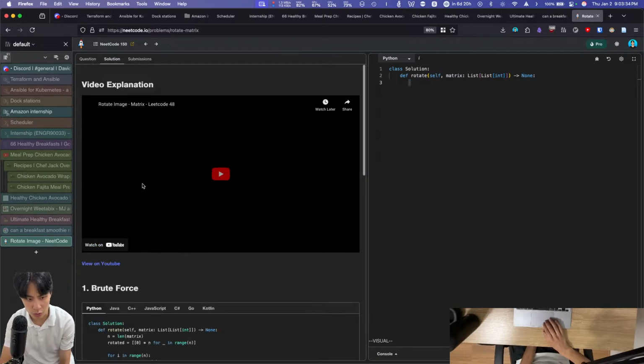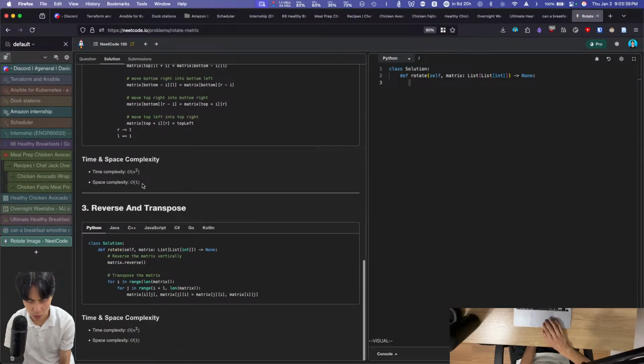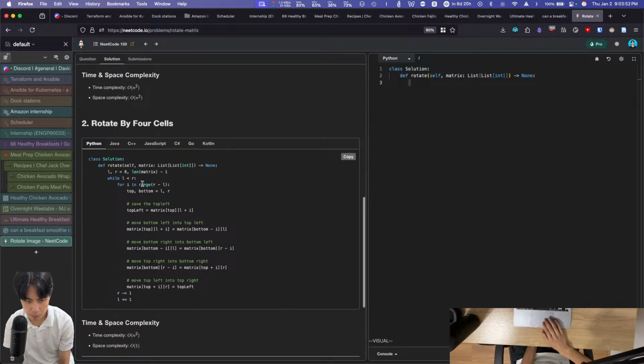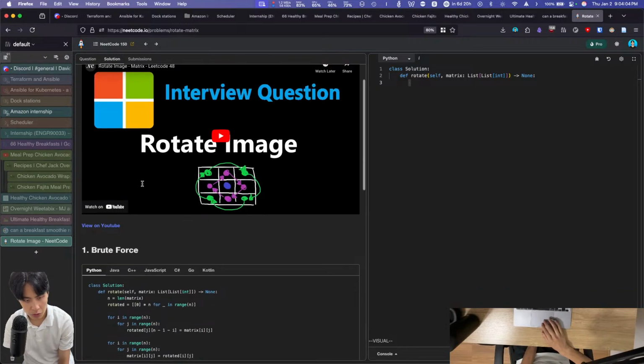I'm gonna look at the solution. Brute force, rotate by 4 cells, reverse and transpose. The flip, reverse and transpose. Rotate by 4 cells. By 4 cells. Okay.